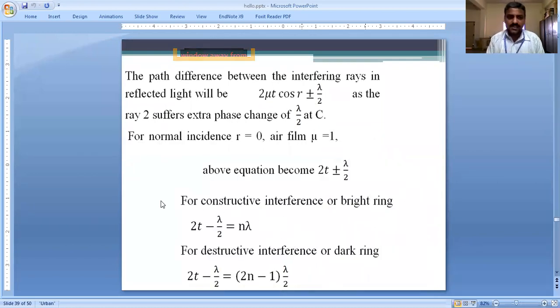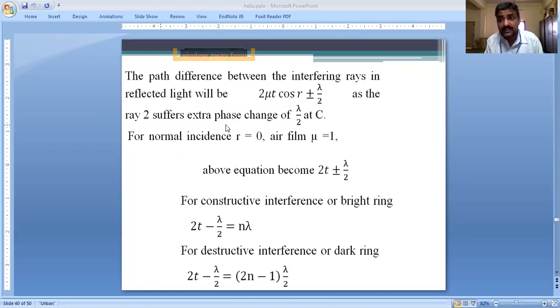So the path difference is now known. Now we'll try to apply special cases. As I mentioned, the light ray will fall perpendicularly on the surface of the lens, that is normal incidence. So under normal incidence, as I mentioned in the previous case also, the angle of incidence i is 0. Obviously r, small r, will be 0. So please remember the condition: for normal incidence, the angle of refraction is always 0. So for normal incidence, I'm putting r equal to 0.